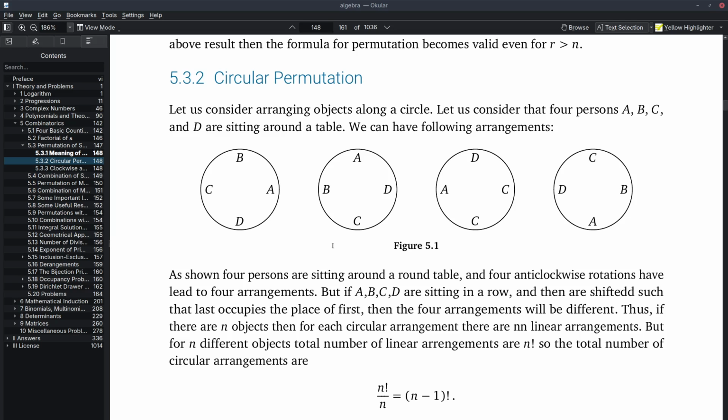In this video, we will continue where we left off, that is from circular permutation. So grab your pen and paper as we start our read through for the theory of permutations and combinations.